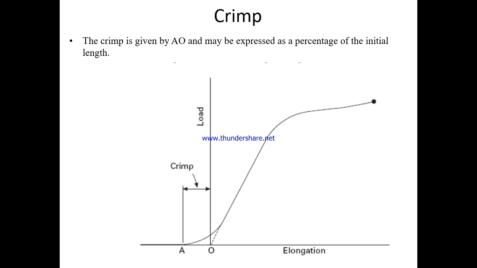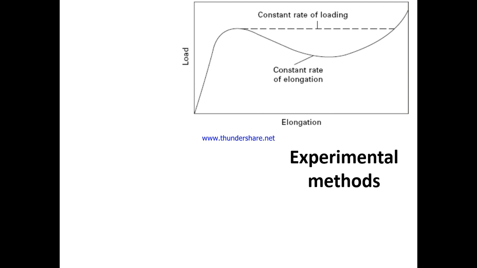Last class we discussed how to measure the creep percentage in textile fiber from the load elongation graph. So we shall continue in the topic. Next I shall discuss experimental methods. There are three principles of testing tensile property of textile fiber.